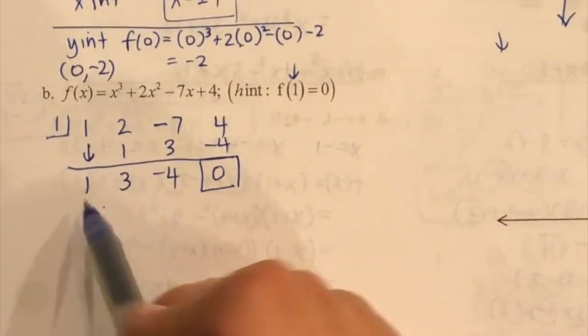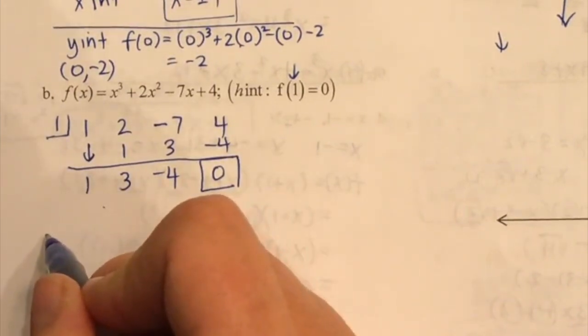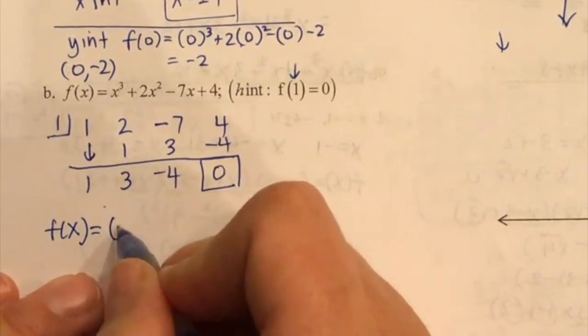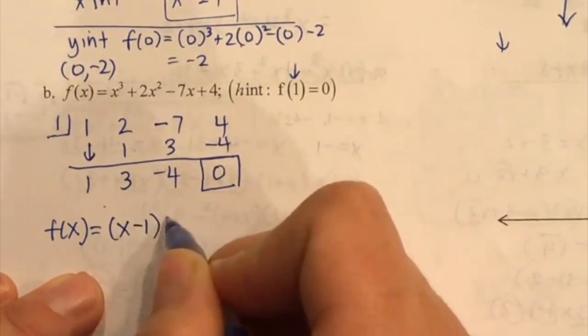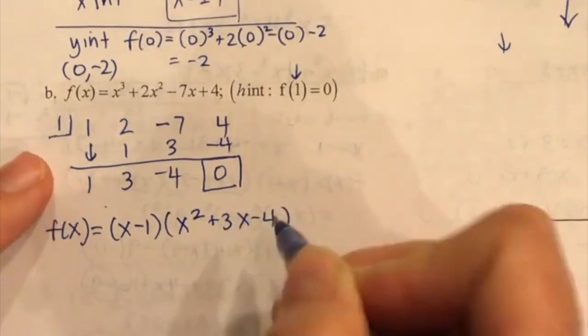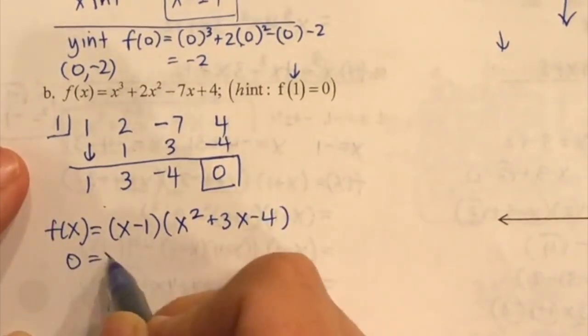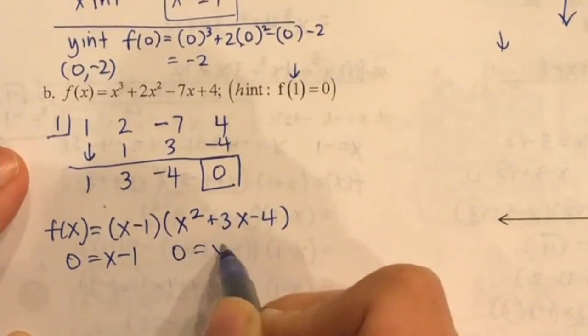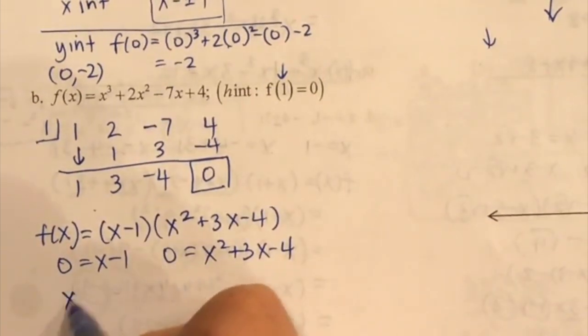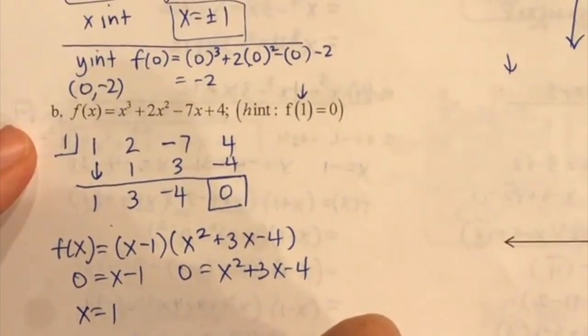Okay, so that took it from x cubed. This is now x squared. As soon as I get down to a quadratic, I'm pretty darn good with quadratics and I know how to use them. x squared plus 3x minus 4. Okay. So this is x equals 1. That's not shocking. I already knew that one.